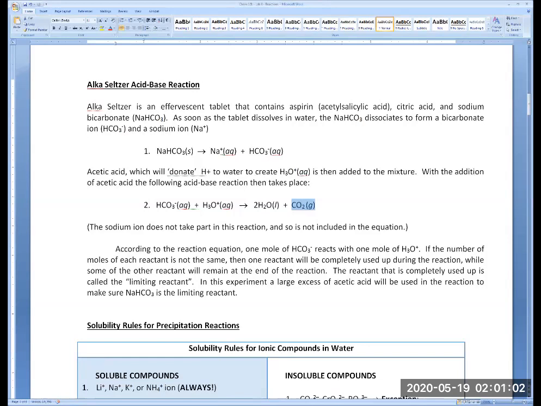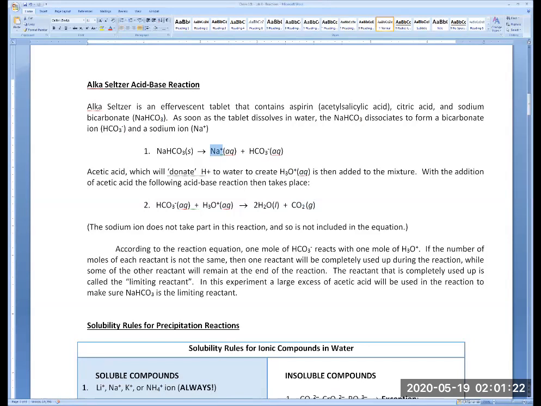Notice how the Na+ ions are just what we call spectator ions. They are not involved in the actual reaction. They are just floating there, keeping neutrality with their positive charge. That's it.